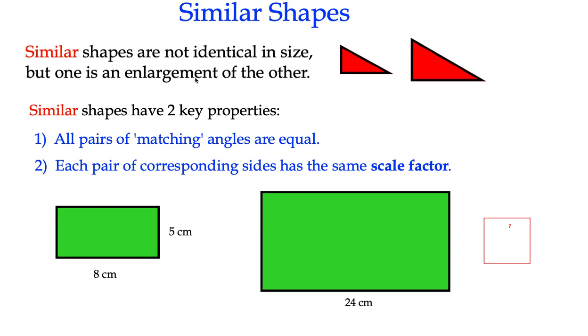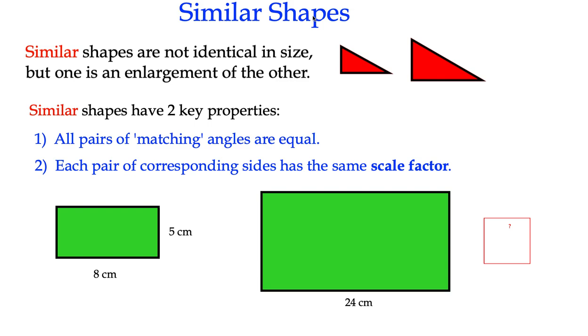The first one isn't so important in rectangles and squares and the likes because all the angles are right angles, but it's really important in triangles. You've got to make sure that the matching angles are equal. In other words, a similar shape has the angles in each of the relevant places the same.